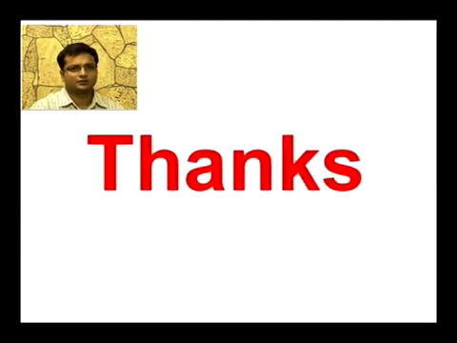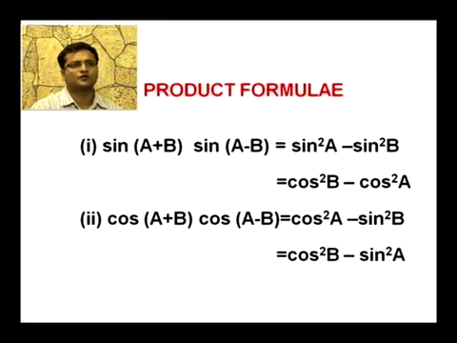And there are two product formulae. First is sine of a plus b into sine of a minus b, that is equal to sine square a minus sine square b, or cos square b minus cos square a. And the second product formula is cos of a plus b into cos of a minus b, that is equal to cos square a minus sine square b, or cos square b minus sine square a.